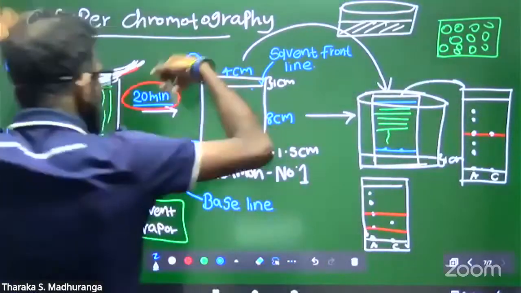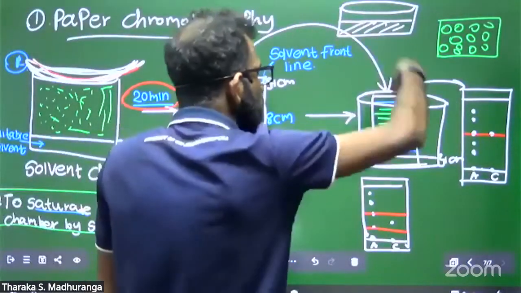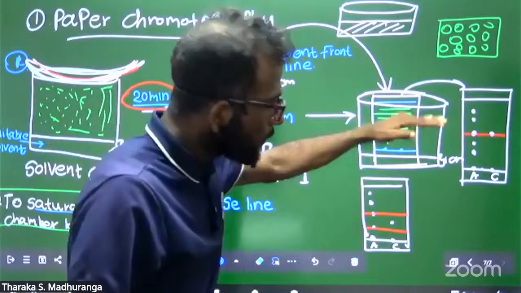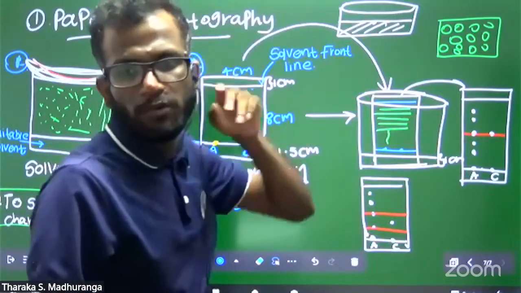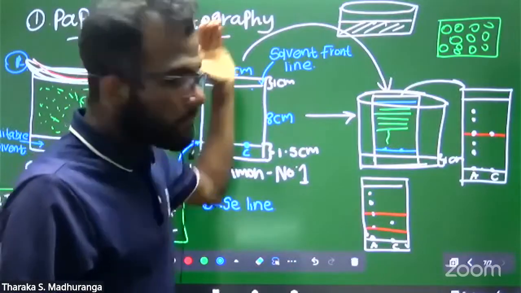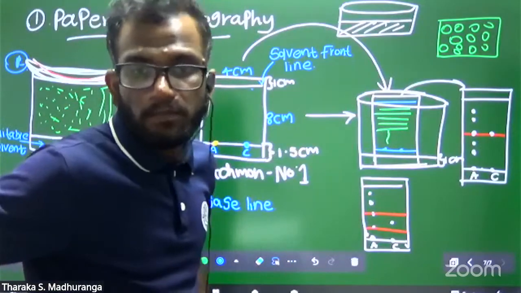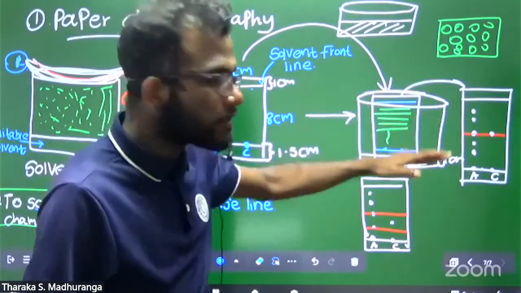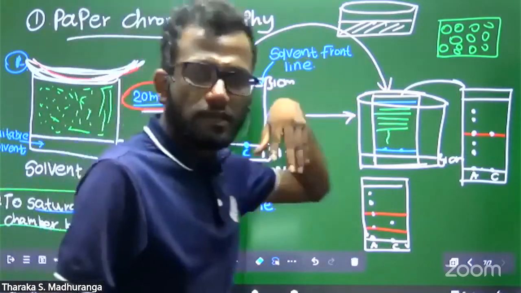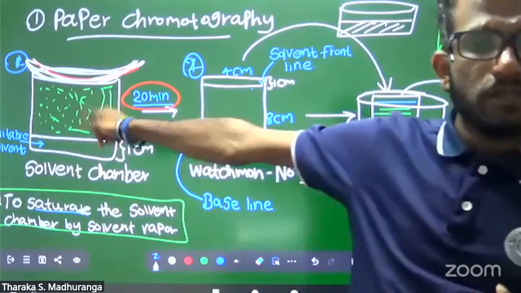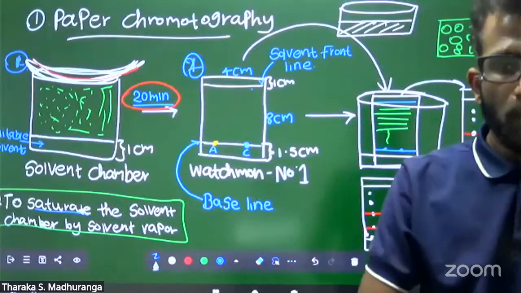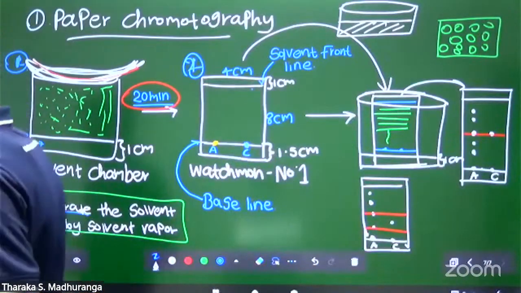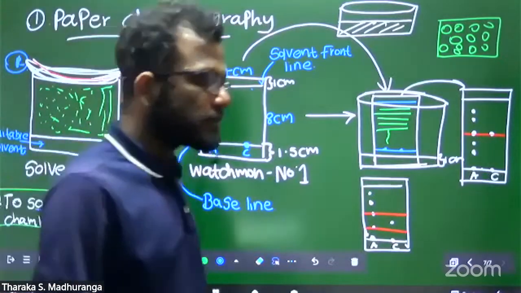While it is saturated, what happens when we place the chromatography paper? The solvent moves up rapidly. If it is not saturated, we need to wait some time for the solvent to rise. That's why we use this method of closing and keeping the solvent chamber for 20 minutes. Have you got the reason?